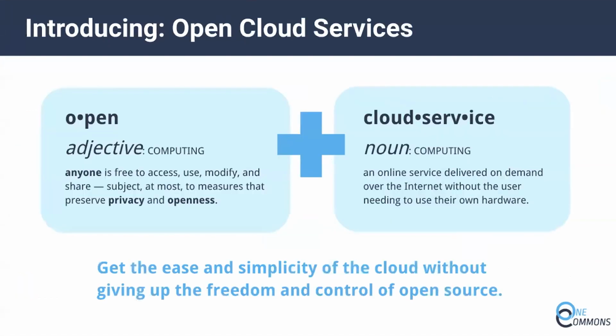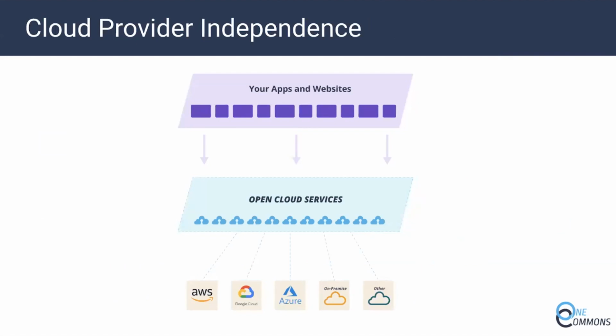But what if you could have the best of both worlds? What if you could get the ease and simplicity of the cloud, but also not give up the freedom and control you get from open source? That's our vision of an open cloud service. One way to look at it is to think of it as an overlay over your cloud provider infrastructure that you're using. So your apps can deploy these open cloud services on top of your cloud provider or other services that you're integrating.